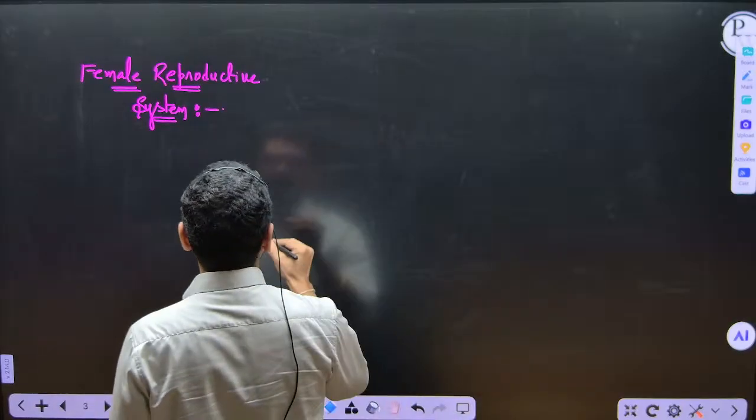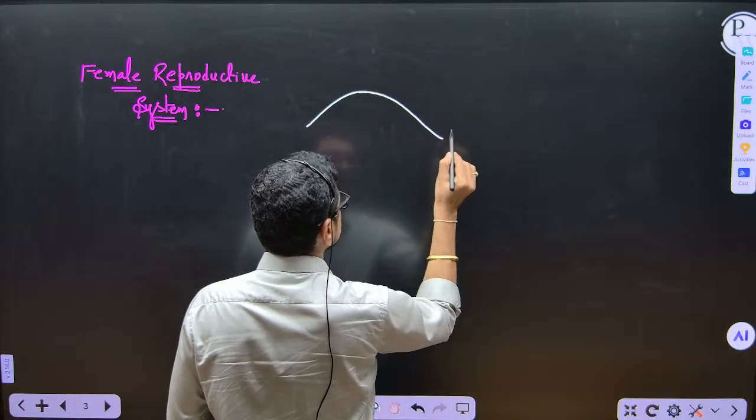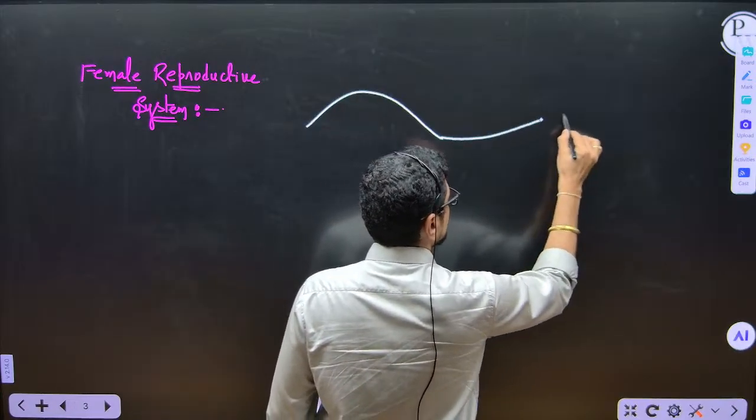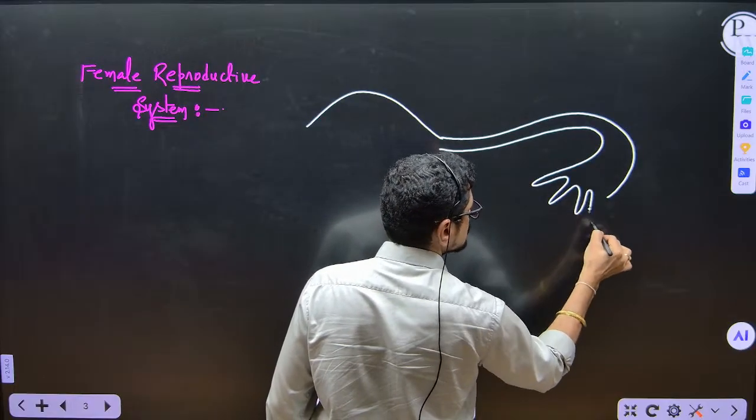Let me draw one nice diagram for you. Here comes the uterus, followed by the fallopian tube here. This is the fallopian tube.